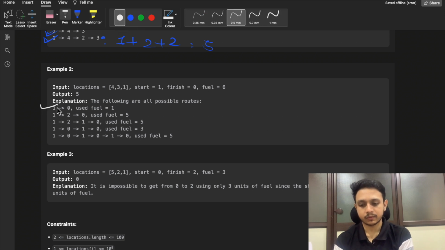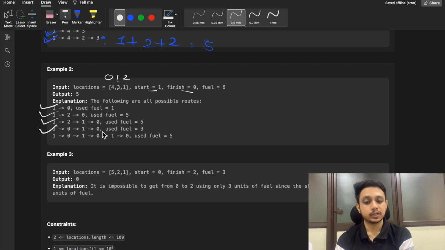So if you see from 1 to 0, see 0 1 2, you can travel with a fuel of 1. Okay, correct. Now the second route is from 1 to 0, then the 1 3 1 0 route you can also take. You start from location 3, then go to location 1, then again go to location 3, and then location 0, because the total fuel cost is 5 here, and that is less than or equal to the given fuel. So this is also a valid route.